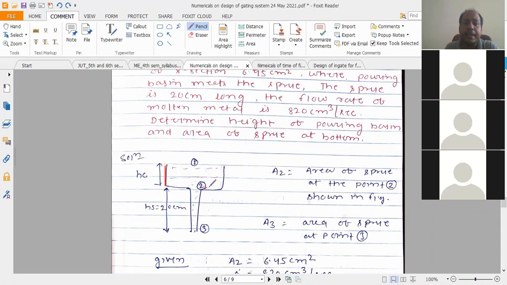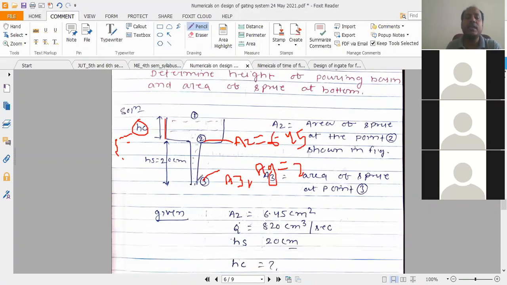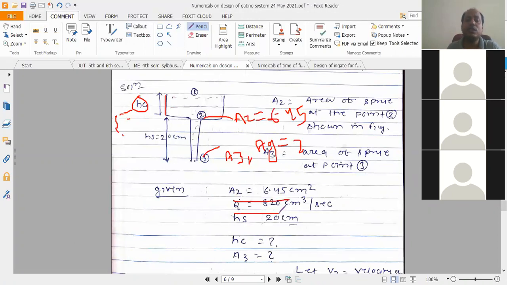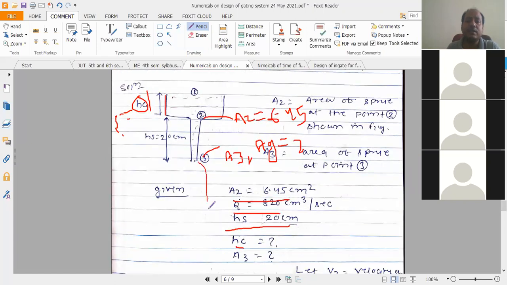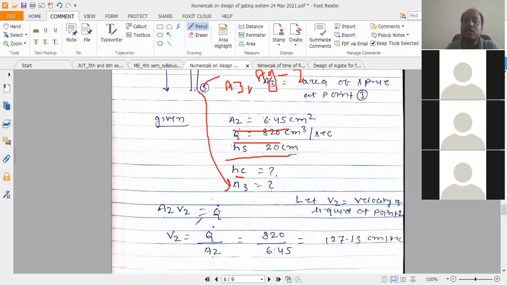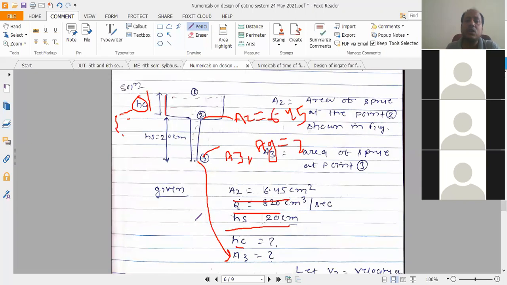Then A2 is given, 6.45. So the area at this point, A3, and we can say the area of the gate has to be found, and the height of the pouring basin has to be found. So how will it be found? A2 is given, Q is given, the sprue height is given. You have to determine HC, this one, and this A3. It is very easy to solve only through the continuity equation, or we can say the mass flow rate, or the volume flow rate at entry at this point equals exit at point 3.